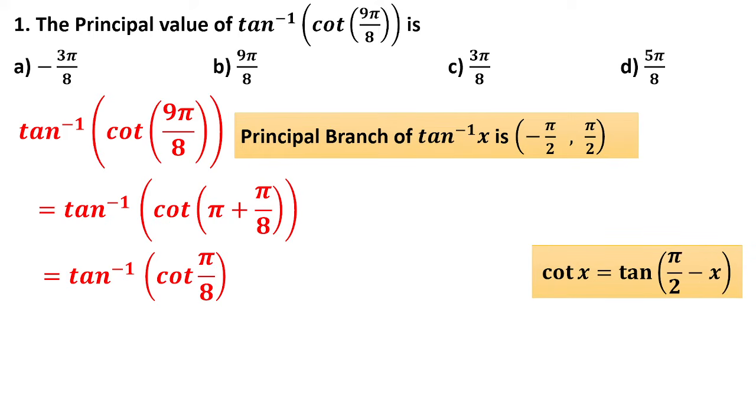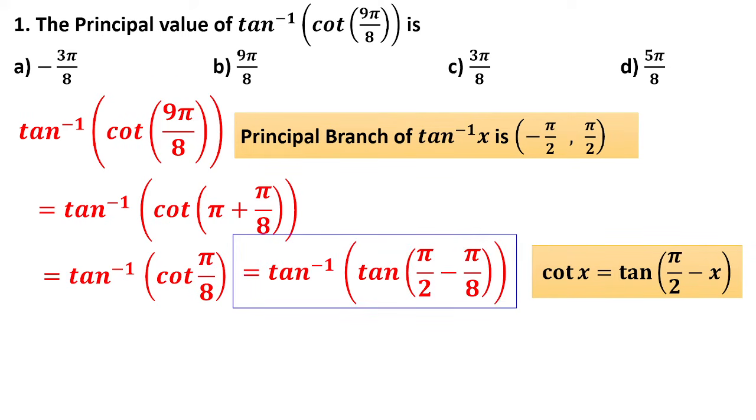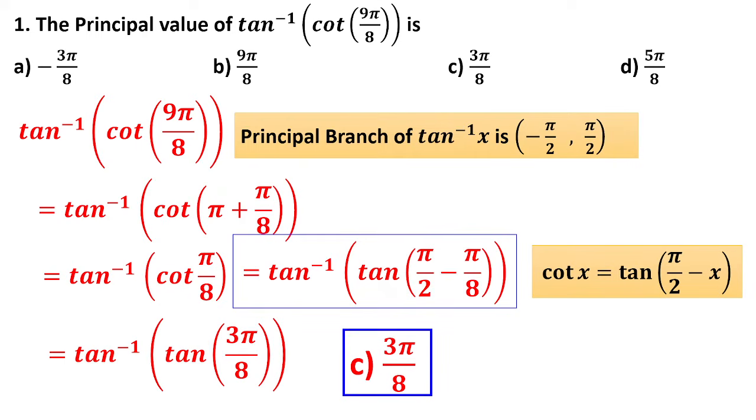Cot x is tan of pi by 2 minus x. Therefore, it is tan inverse of tan of pi by 2 minus pi by 8, which is nothing but 3 pi by 8. Therefore, option C is the correct option.